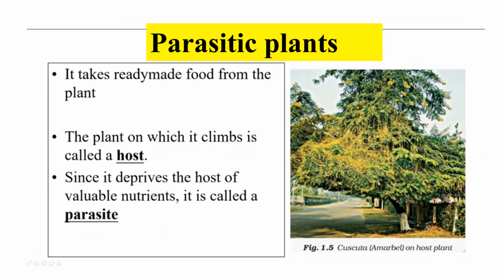Okay. So let's start with parasitic plants. Parasitic means it takes ready-made food from another plant. There are some plants which depend on others for their growth and development. The plant on which it climbs is called the host, and since it deprives the host of valuable nutrition, it is called a parasite. Here is an example of a parasitic plant like Cuscuta, or Amarbel in Hindi.